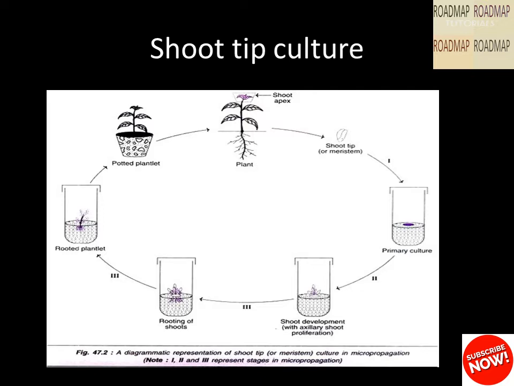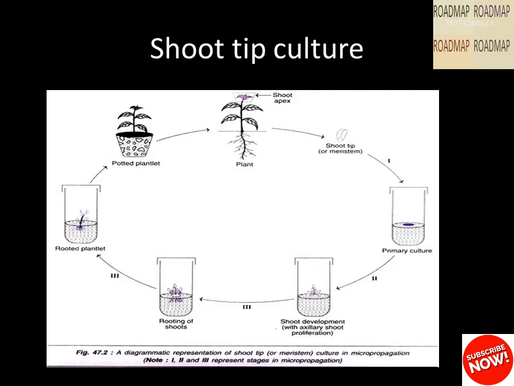For good results of micropropagation, the explant should be taken from actively growing shoot tips, and the ideal timing is at the end of the plant's dormancy period. The most commonly used media are the MS medium and White medium. These are the two basic media which are used in this culture.